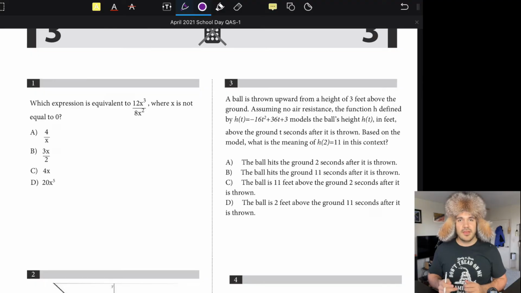And this is the April 2021 School Day US SAT Non Calc section. Let's get into it. Okay, gonna start with number one, as always.